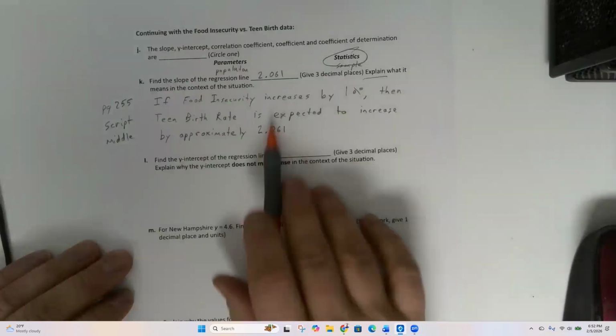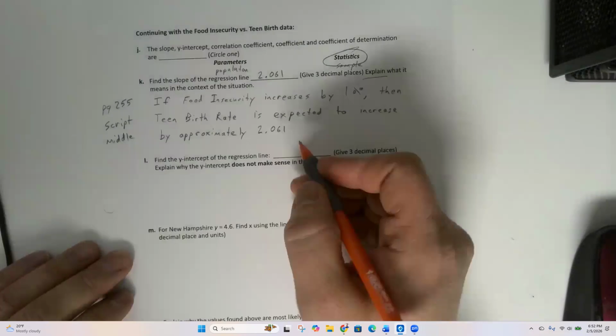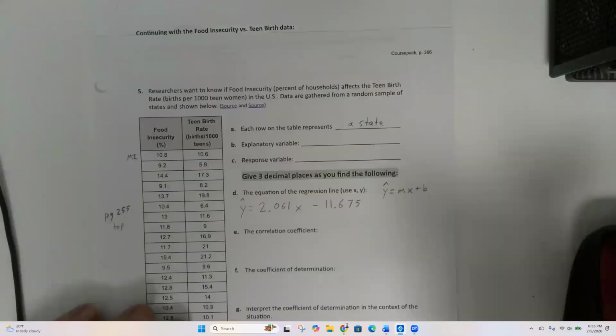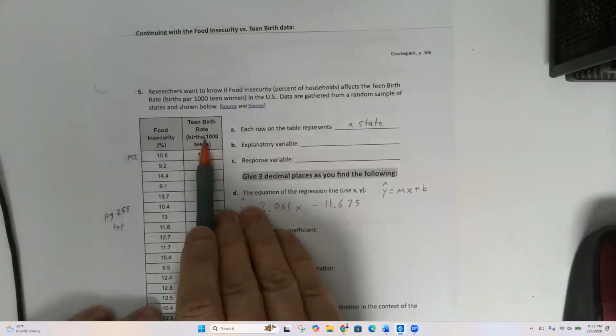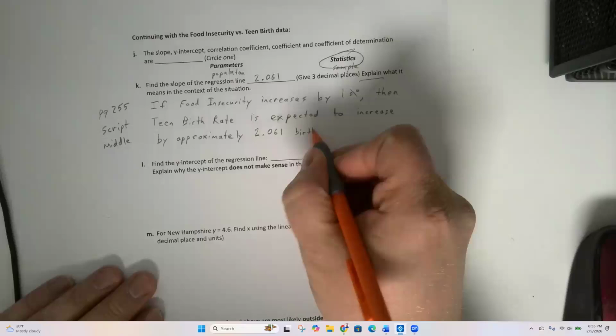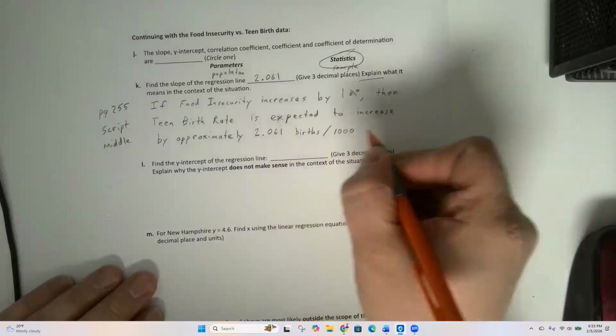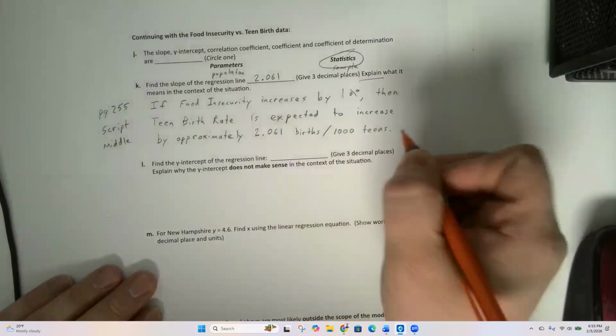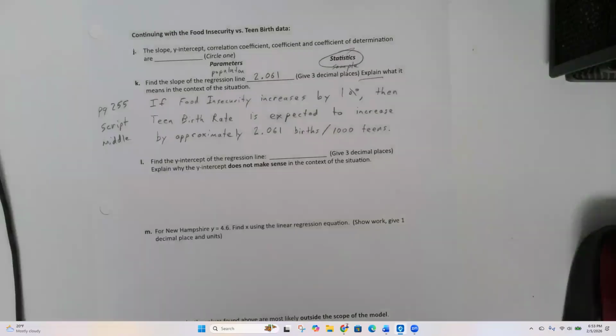We just write out what the slope value is, and then you put the units for y. The units are births per thousand teens. And that's what the slope means. So if food insecurity increases by 1%, then teen birth rate is expected to increase by approximately 2.061 births per thousand teens. Okay?